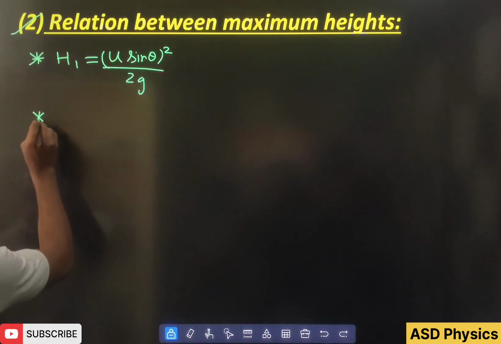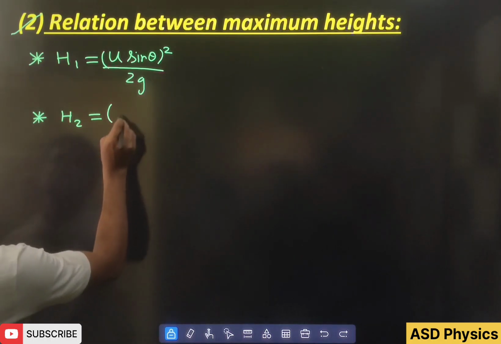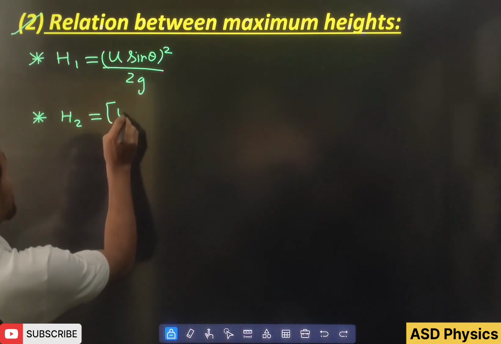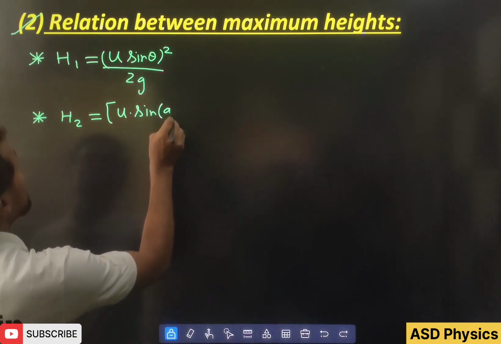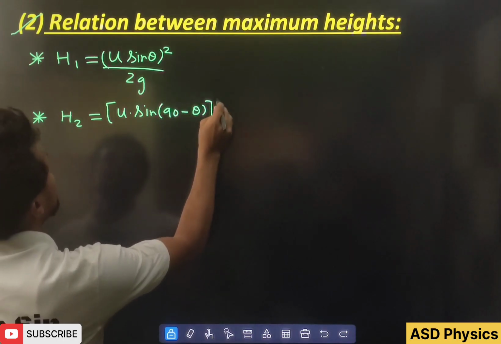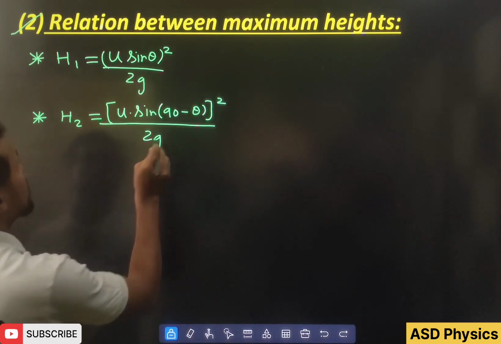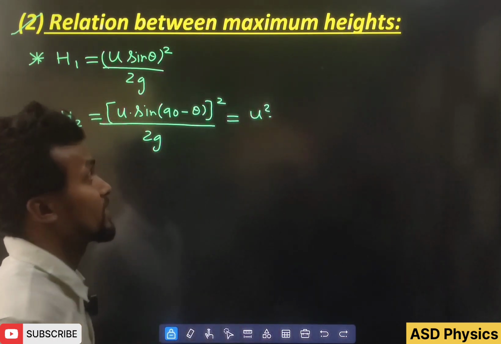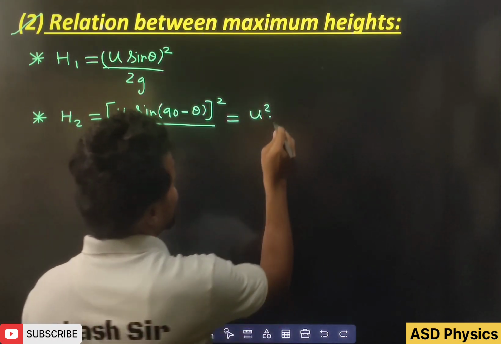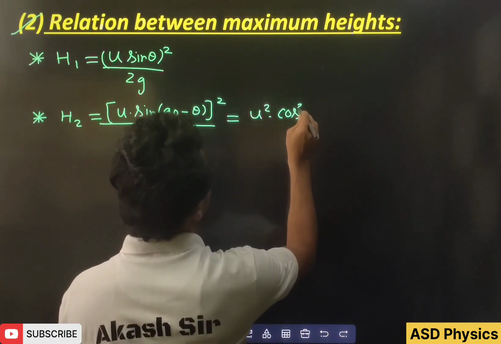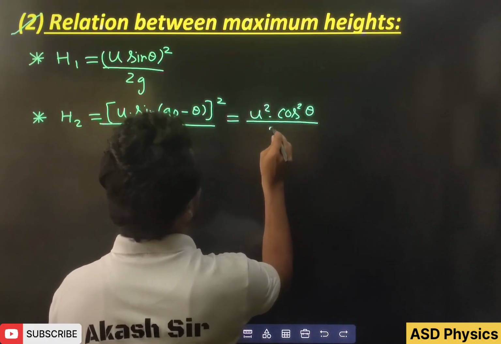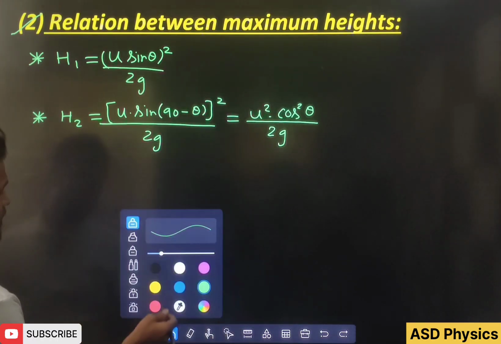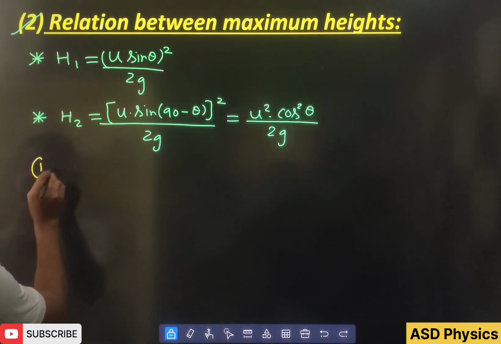After that, for the second projectile, this will become u, and in this situation the angle is 90 minus theta, so u sine 90 minus theta whole square by 2g. Then kindly see here, this is u square, and sine 90 minus theta is cos theta, so we can write cos theta whole square, or cos square theta by 2g. So this is my h1, this is my h2. Okay, after that I will see the first important term.